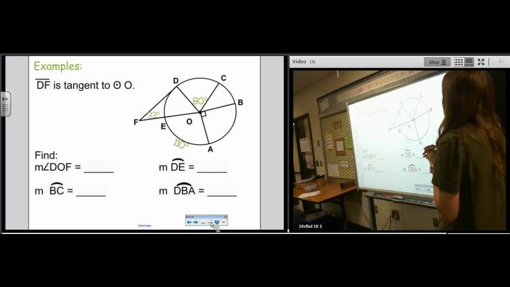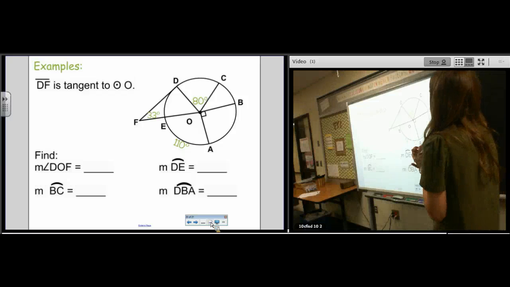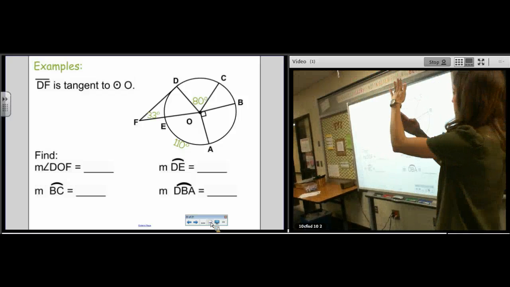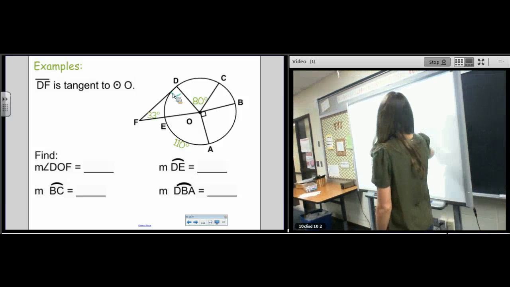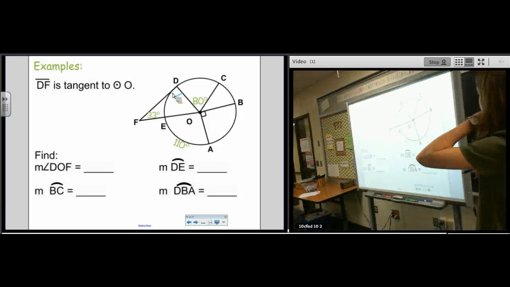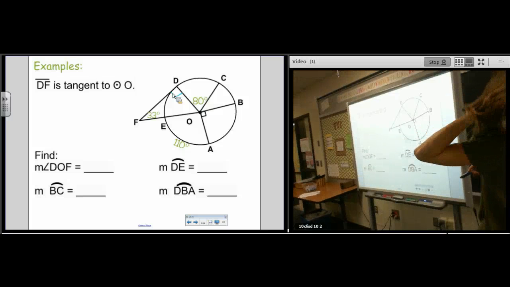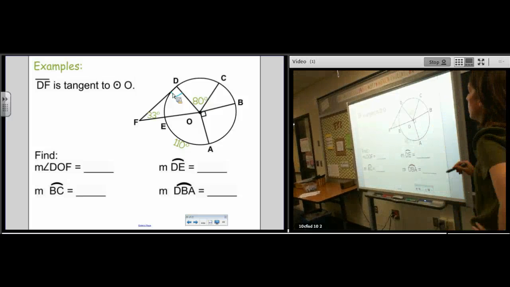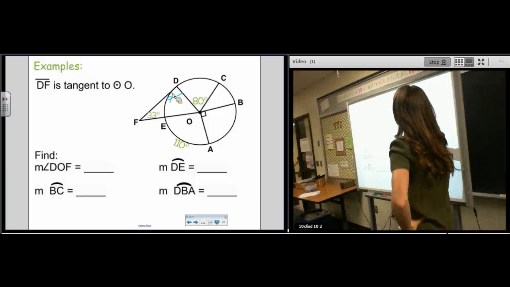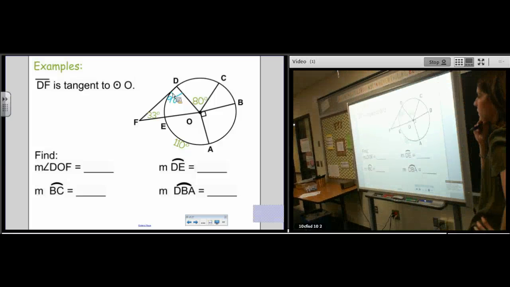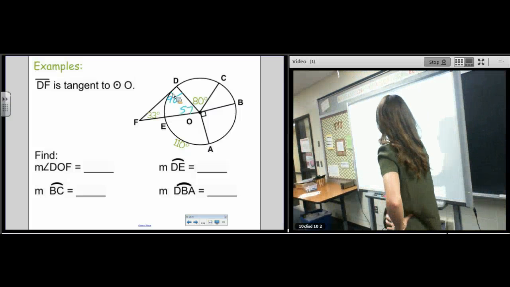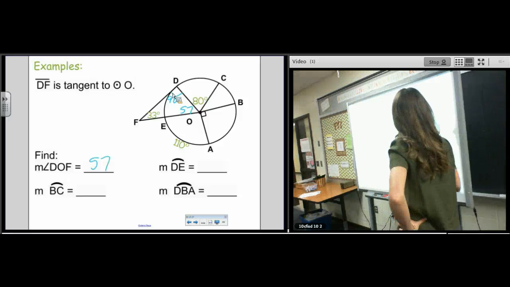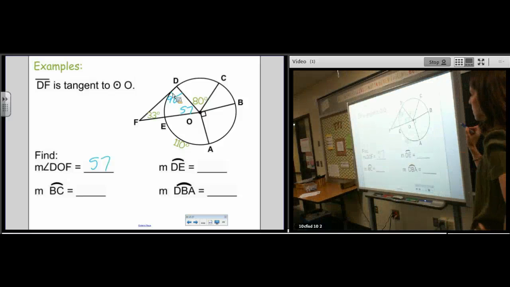DF is tangent to circle O. So we know when a radius meets a tangent line, you get a right angle. So you can put a right angle right there. And now we need to find all these missing things. DOF. Well, we know if this is 90 and that's 33, then we can do 90 minus 33 and get 57. DOF. Yep.